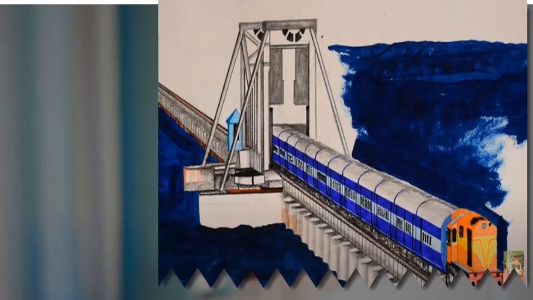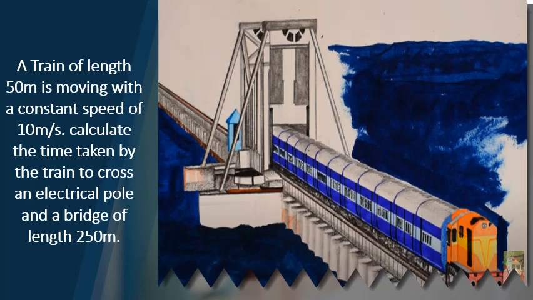Here is one more important concept, and also a very interesting concept, because all of you are very fond of traveling in trains, cars and aeroplanes, isn't it? So this is a sum related to your interest. A train moving on a bridge. A train of length 50 meters with a constant speed of 10 meters per second. What we have to calculate is the time taken by the train to cross the electric pole, first case, and the time taken to cross the bridge.